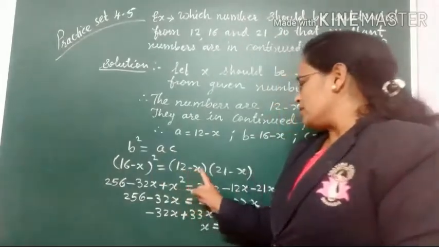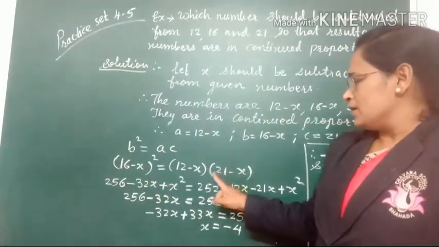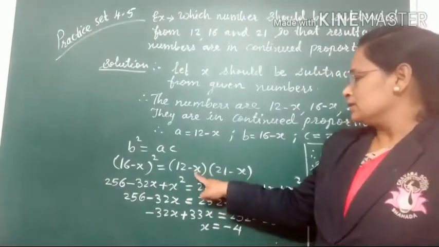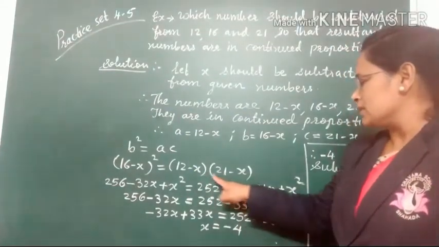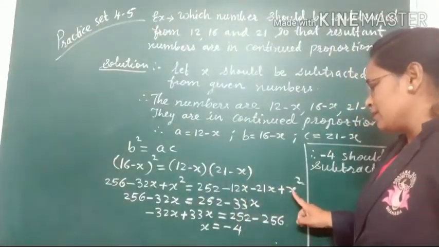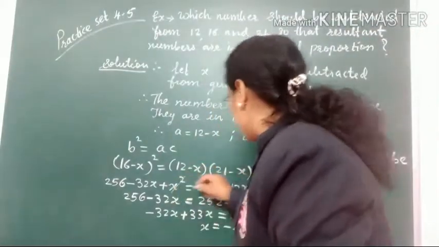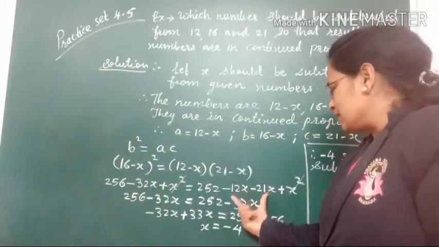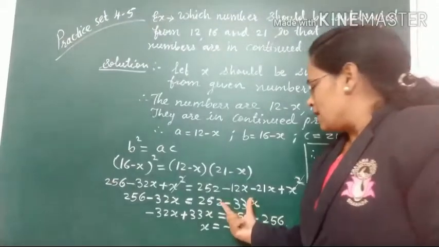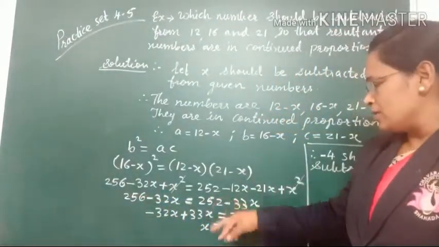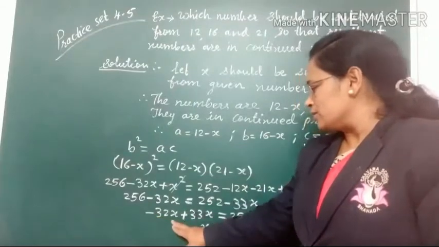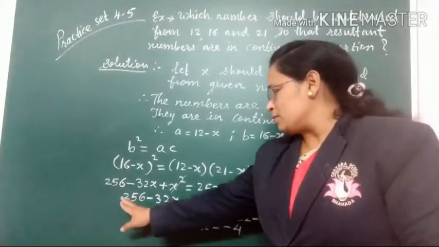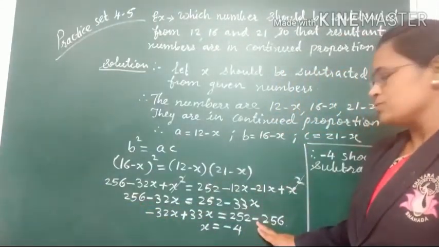And A into C, that is 12 minus X into 21 minus X, we will multiply 12 into 21, that is 252. 12 into negative X, negative 12X. Negative X into 21, negative 21X, and negative X into negative X, that is X square. Now here we can make this X square 0 because they are the same. If we shift this X square here, it will become 0. Let's add these and write here negative 33X, and the rest of the terms will be the same. Now we'll write the like terms together. So negative 32X, this negative 33X will become positive 33X, and this positive 256 will become negative 256.